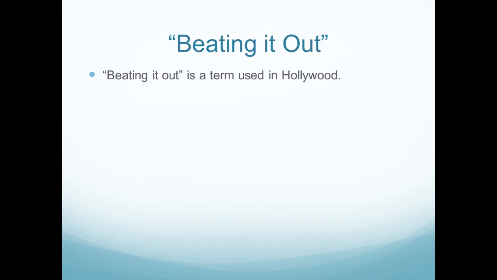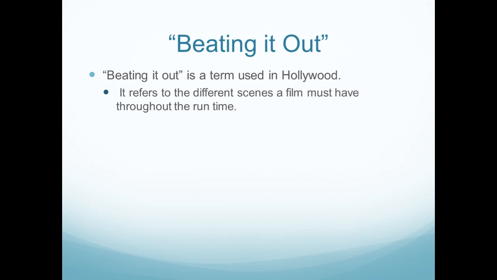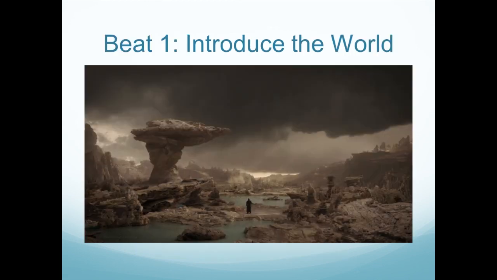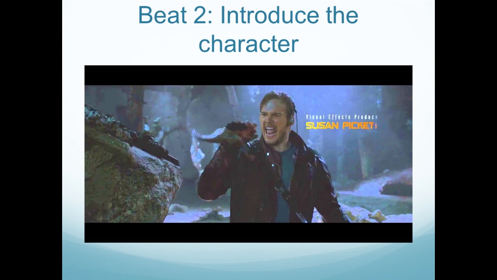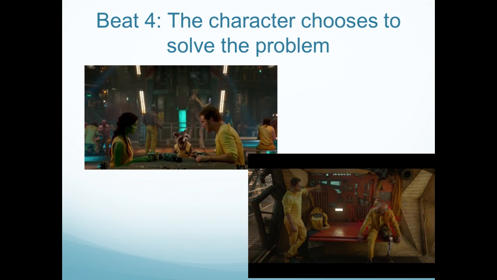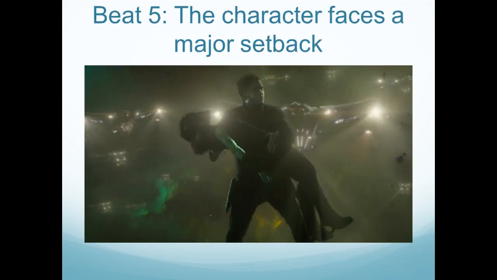Now, this term often humors high school students, but in Hollywood, they call beating it out as a term that refers to the different scenes of a film that it must have throughout the runtime. Let's take this film, for example, Guardians of the Galaxy. Beat number 1, we introduce the world. Then we introduce the character. We introduce the problem. Beat 4, the character chooses to solve the problem. Beat 5, the character faces a major setback.